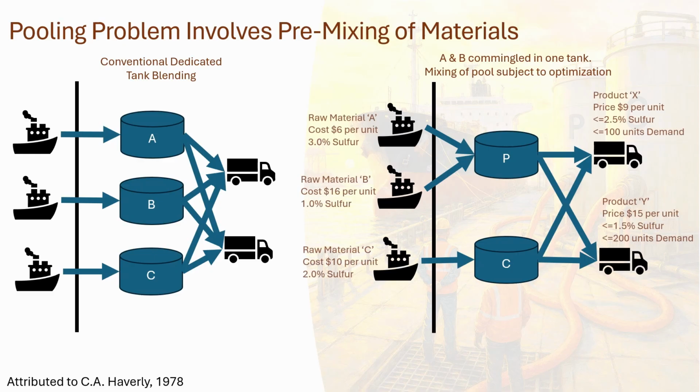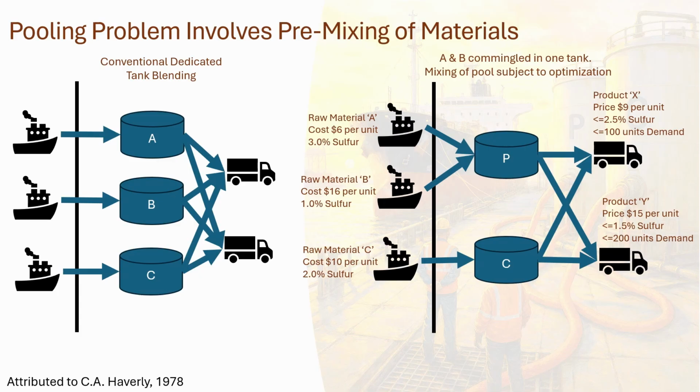And I've adopted a problem posed originally by a person named C.A. Haverly back in 1978. And we have those A, B, and C. You can see the costs involved and then the sulfur. A is high sulfur, B is very low sulfur, C is in the middle, and then those costs are attributed to how much sulfur, sulfur being something that you want to minimize.